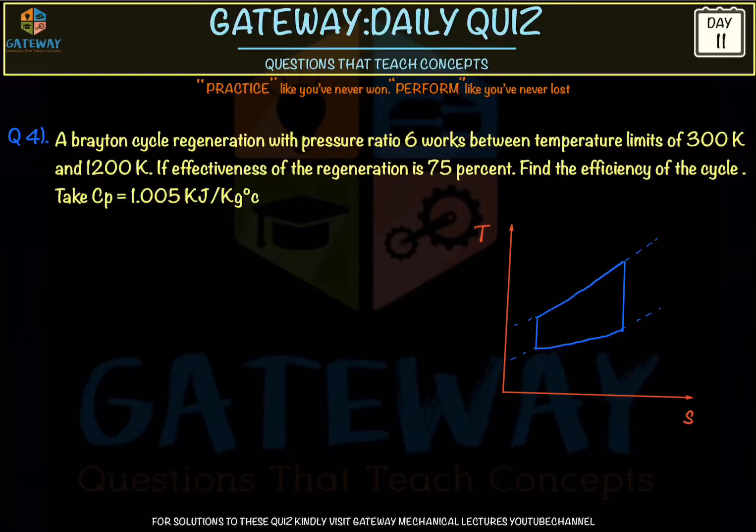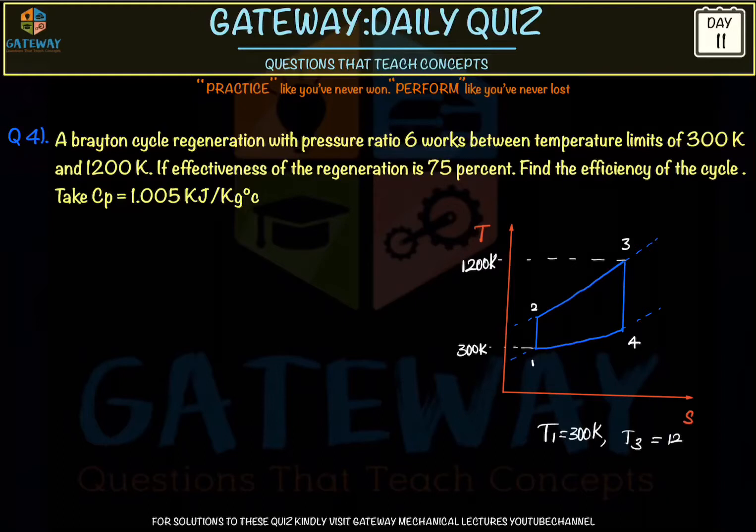And in the question, we'll write all the points here: 1, 2, 3, 4, and the maximum and minimum temperature were given. This is the minimum temperature in the cycle, and this is the maximum temperature. Nothing but T1 is given as 300 Kelvin, and T3 is given as 1200 Kelvin in the question. So 1, 2, 3, 4, everything was marked.